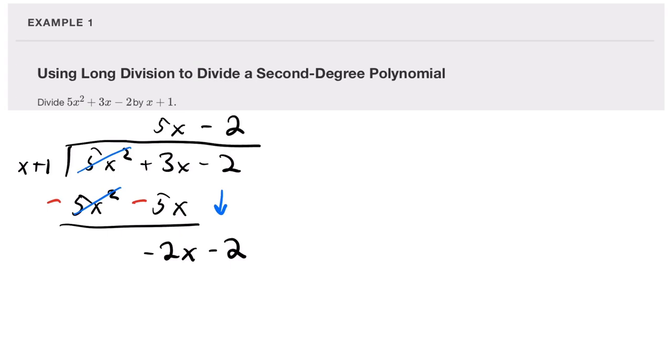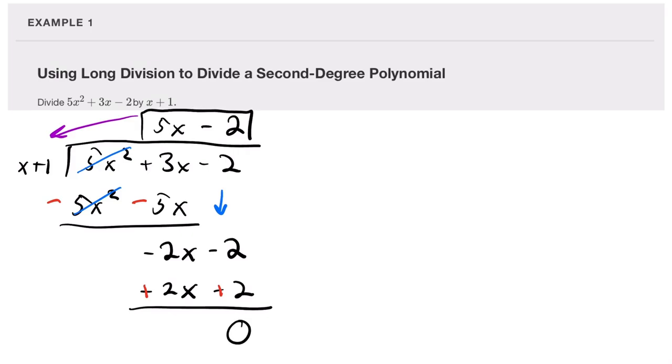Right here. On the diagonal, we multiply. In this direction, we multiply where the purple is. So negative 2 times x gives us a negative 2x. Negative 2 times 1 gives us a negative 2. And then we distribute a negative there. So these signs change, and all of these are opposites. So this is our quotient, and we don't have a remainder. We got a quotient of 5x minus 2.